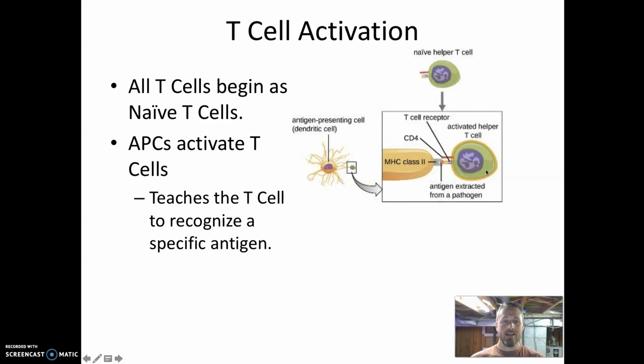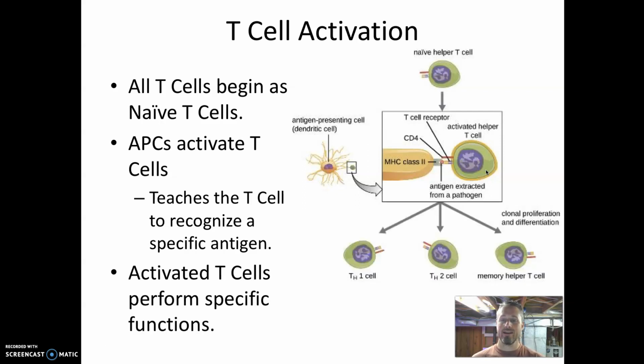So again, APCs teach the T cells to recognize specific antigens. After a T cell has learned from an APC what the antigen looks like, we then have active T cells that can perform their specific functions. So next we can think about what those functions are, right? Let's think about what those functions are after adding one more detail about how T cells detect antigens.